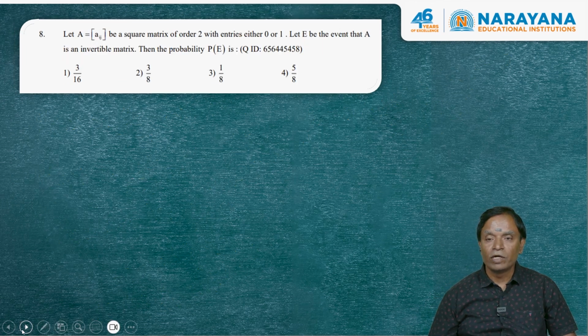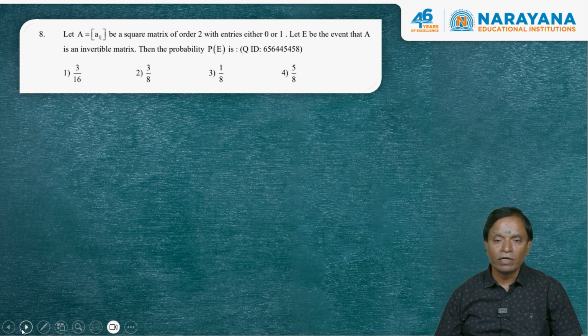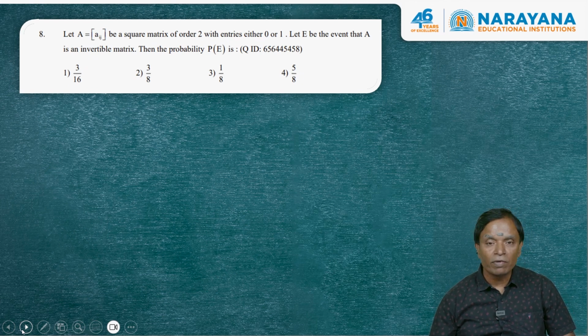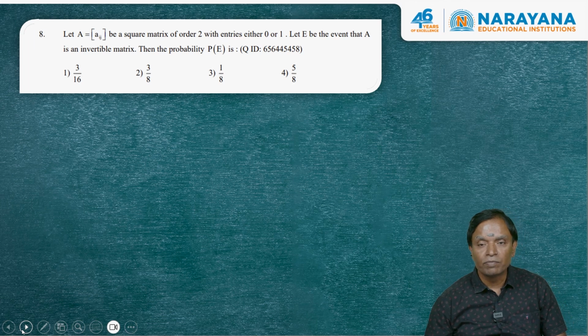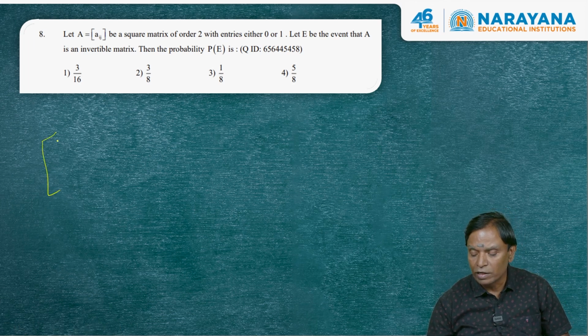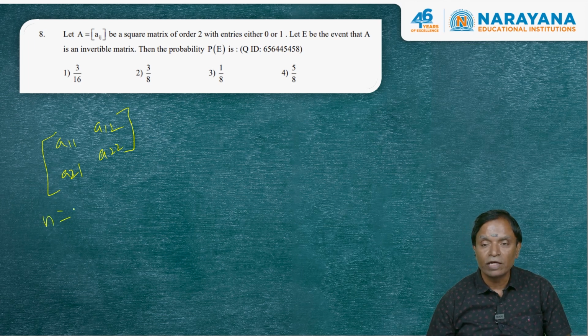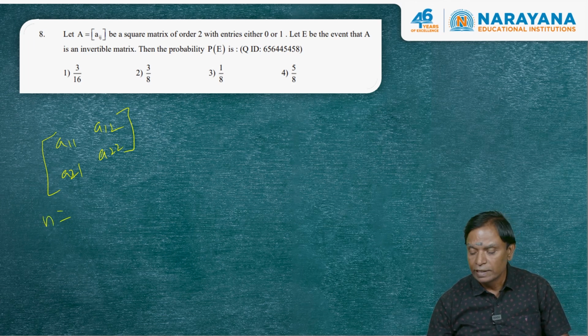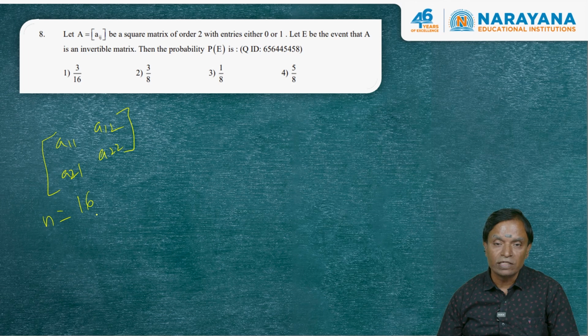You are given all 2 by 2 matrices with entries 0 or 1, that A must be an invertible matrix. So first let us look at all possible matrices. In a 2 by 2 matrix, you can look at A11, A12, A21, A22. All exhaustive events: in the first place you can have 0 or 1 in 2 ways. Second place 0 or 1, 2 ways. Third place 0 or 1, 2 ways. Here 2 ways. Your total number of cases will be 16.